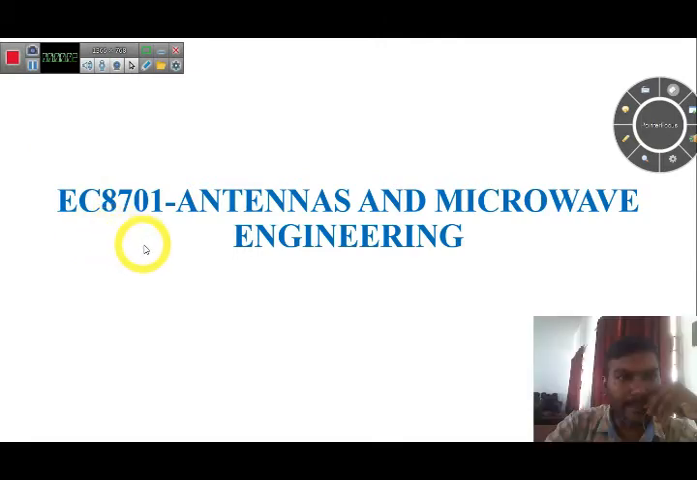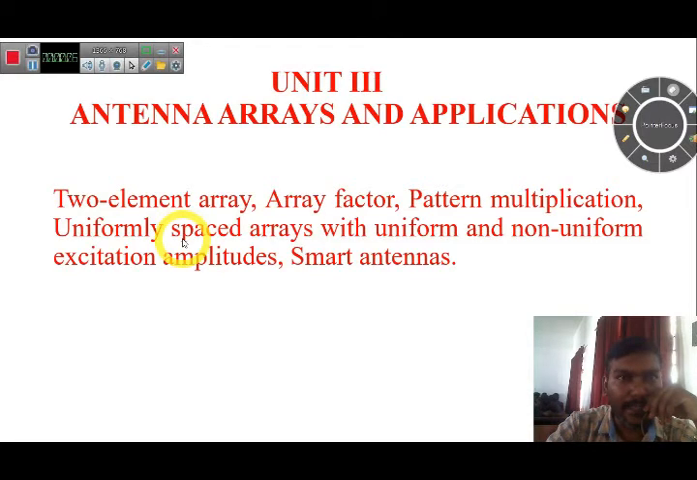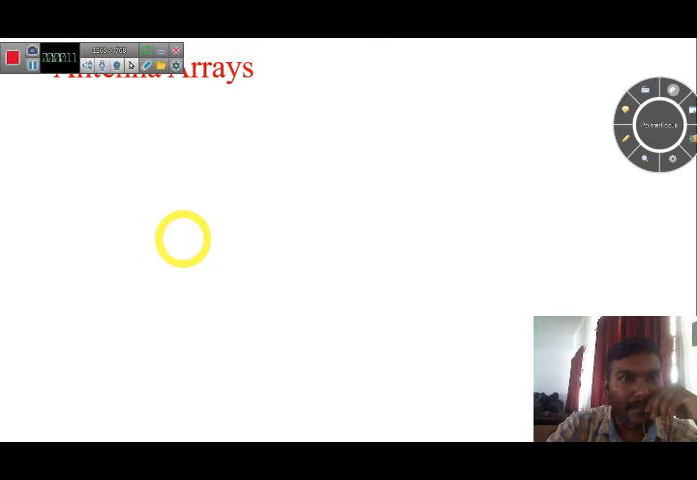Hello everyone. Today we will see one topic from Antennas and Microengineering, unit number 3, antenna arrays and applications. This is the syllabus, and antenna arrays.